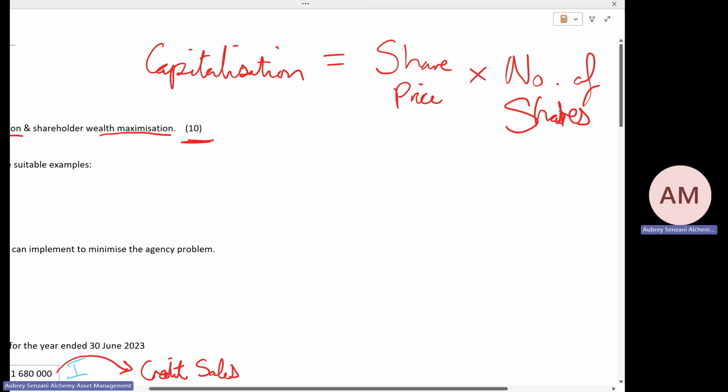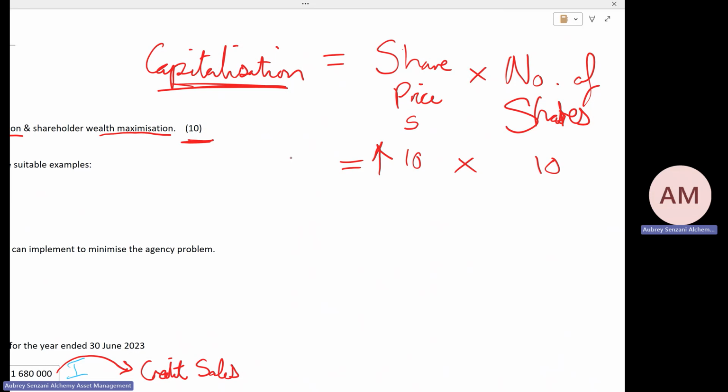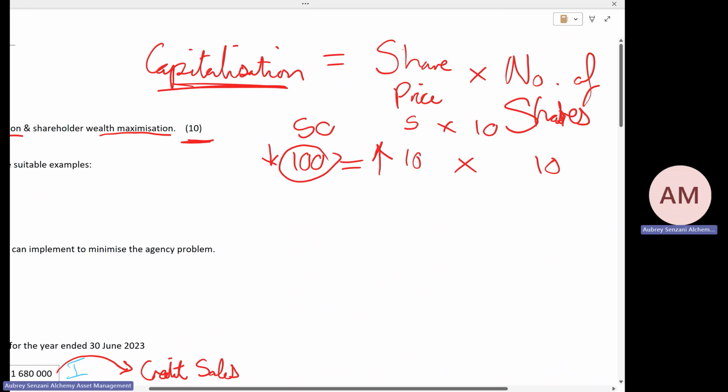So if we increase the share price from 5 Rand to 10 Rand, and let's just say you had 10 shares, can you see your capital in the business, because we're talking about a specific investor? A business could have 100 shares, 1,000 shares, who knows, has moved from 5 times 10 shares, 50, to 100. Can you see that? We've increased or we've maximized shareholder wealth. Which is why we often talk about the share price in connection to shareholder maximization.